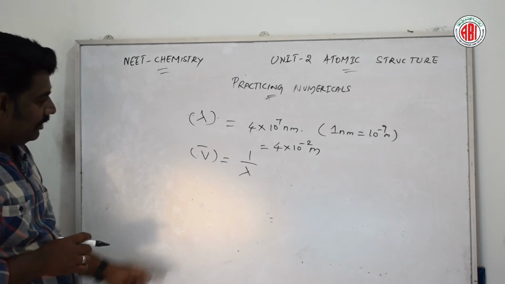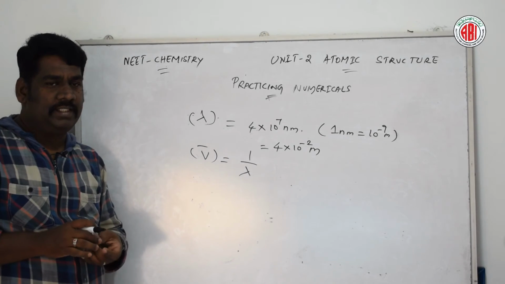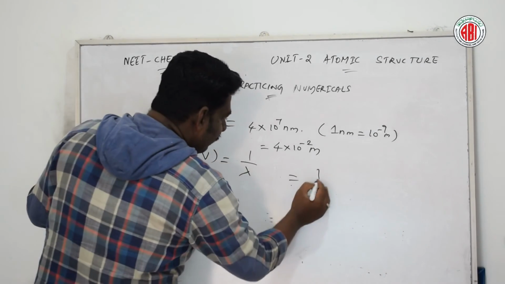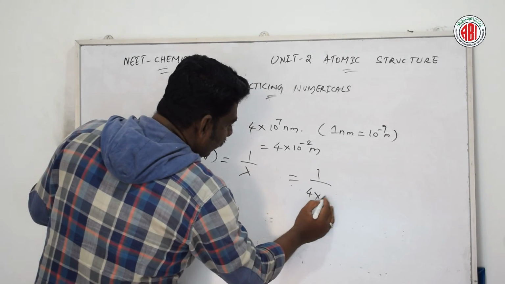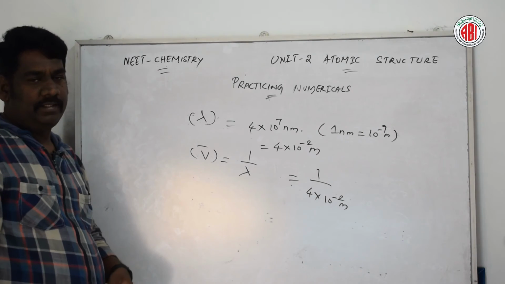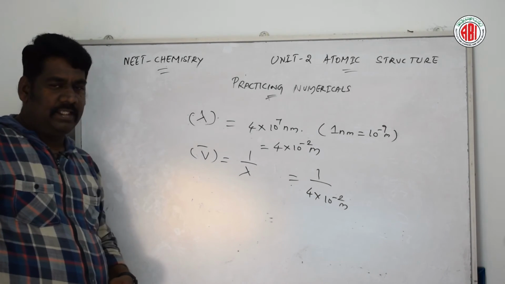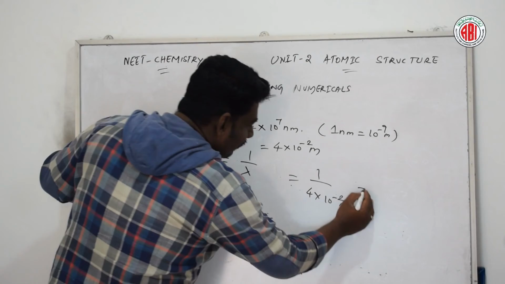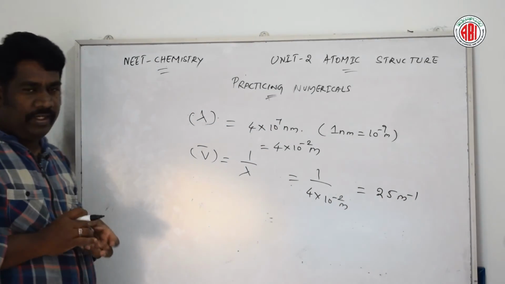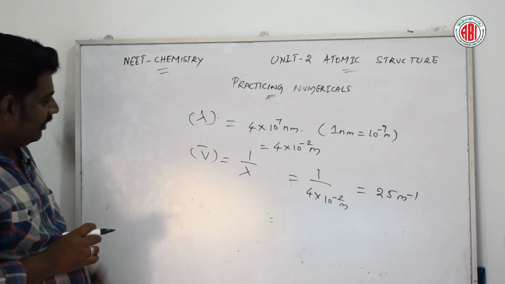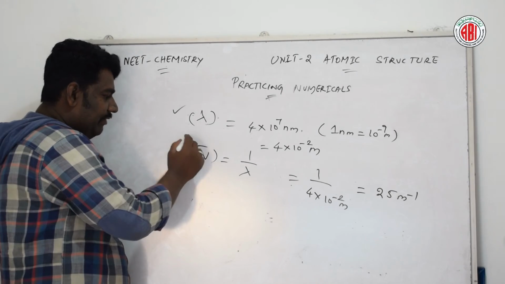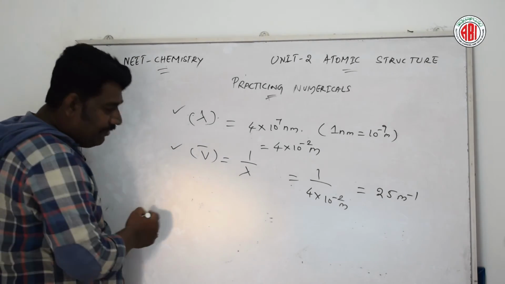Now wave number is nothing but 1 by lambda. We have the formula. So 1 by lambda value, we have 4 into 10 to the power of minus 2 meter. That is the wave number. Simplifying this, we get wave number as 25 per meter. So we have wavelength and wave number. Let us find the frequency.